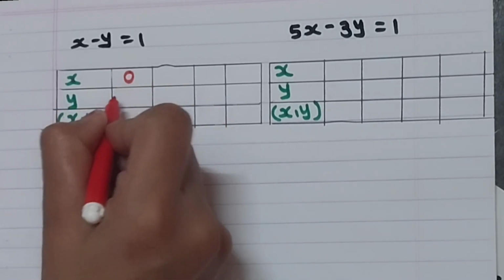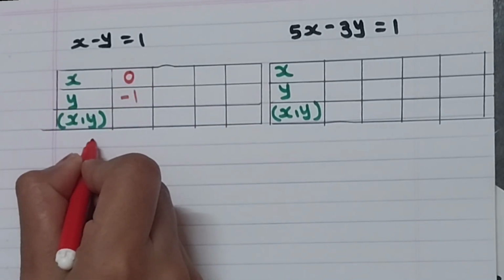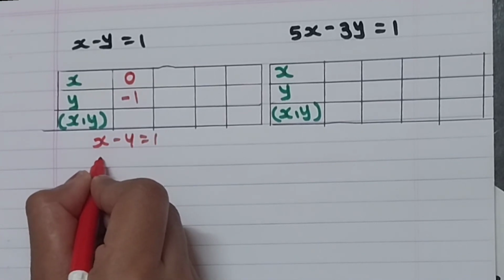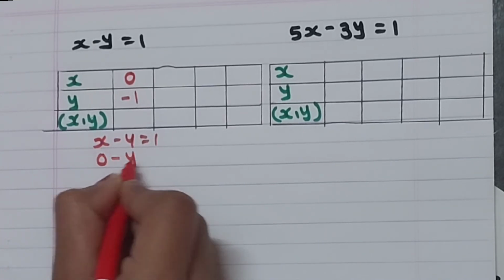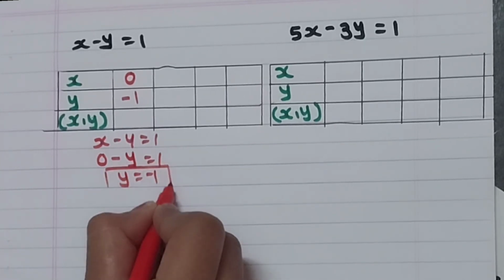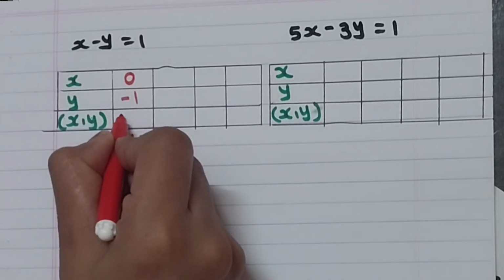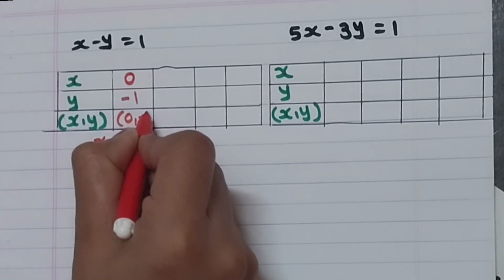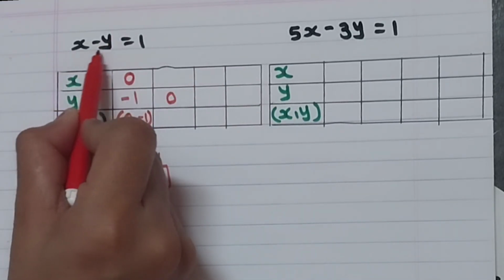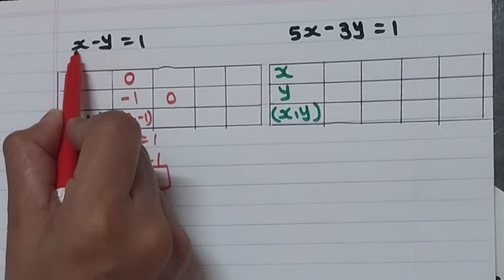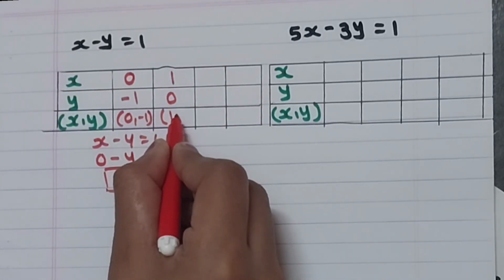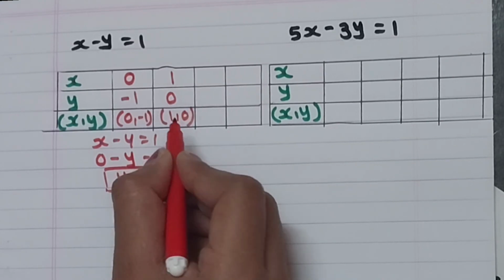So if we put here x is equal to 0, we get y is equal to -1. How does this come from x minus y is equal to 1? We put here x is equal to 0, so minus y is equal to 1. So we get y is equal to -1 here. So we get first coordinate 0, -1 here. If we put y is equal to 0, we get x is equal to 1. So we write here 1 and the second coordinate is 1, 0.